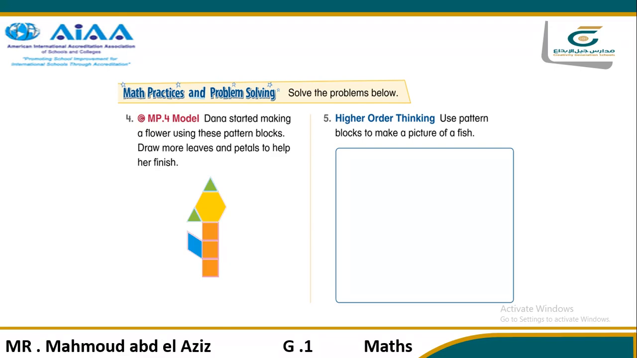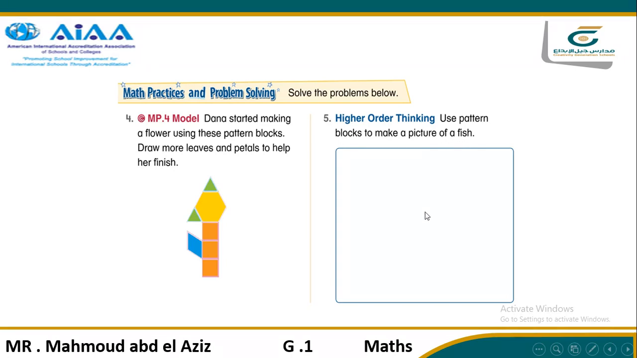Okay, with another question, Dana started making a flower using this pattern. This looks like a flower, and I want you to draw more leaves and petals to help her finish. So you can draw a triangle here, and you can draw a parallelogram here to complete this flower, and you can do it yourself. Question number 5 here, I want to use pattern blocks to make a picture of a fish.